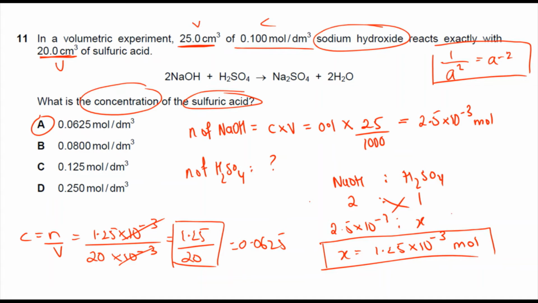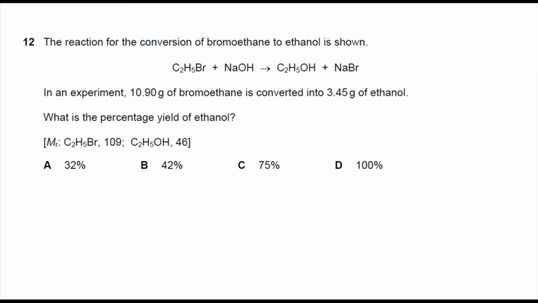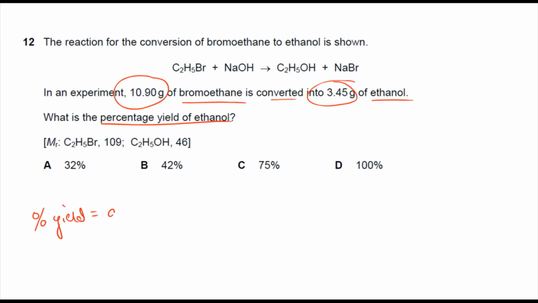Okay, this one is solved. Now let's move to the next question. Question number 12. The reaction for the conversion of bromoethane to ethanol is shown. In an experiment, 10.090 grams of bromoethane is converted to 3.45 grams of ethanol. What is the percentage yield? Tell me, what is the formula for percentage yield? It is the actual mass over the theoretical mass.